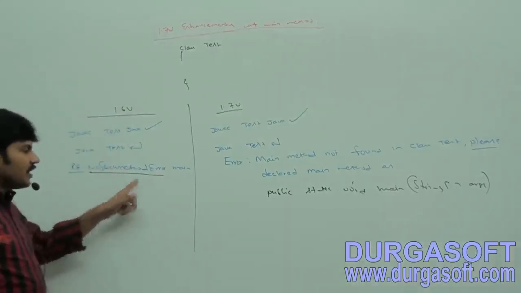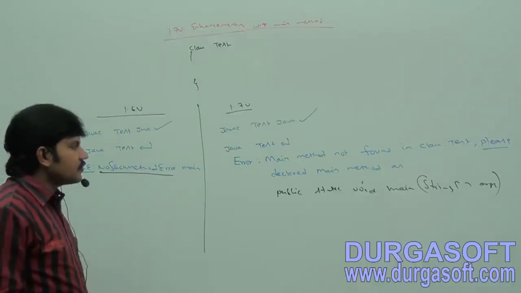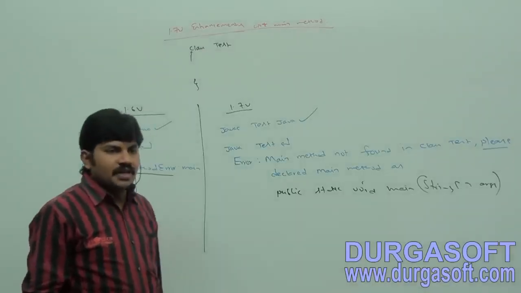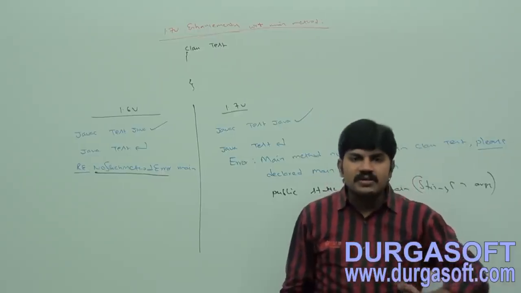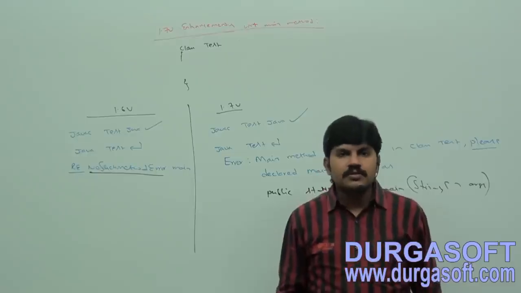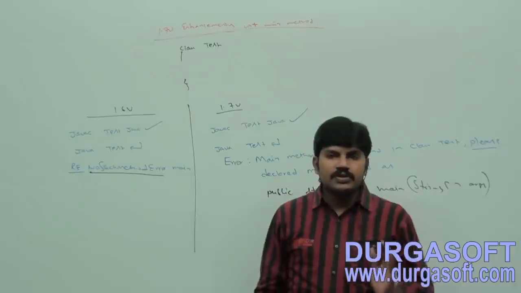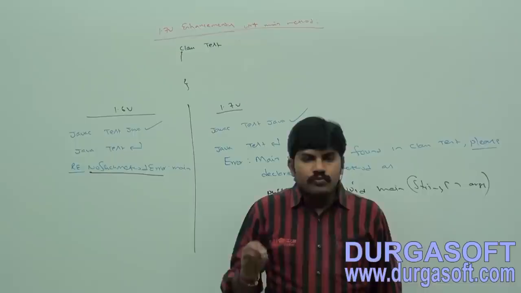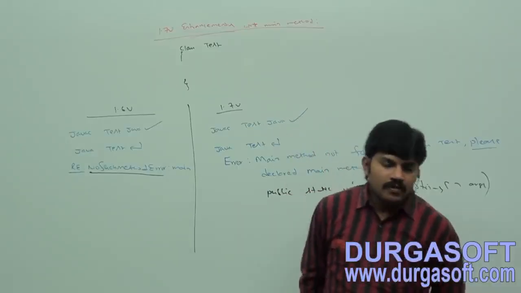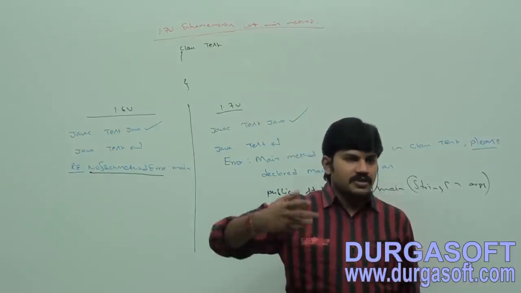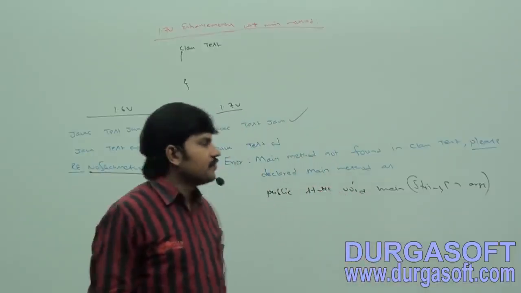Saying NoSuchMethodError: main. Next para: but from the 1.7 version onwards, instead of NoSuchMethodError, we will get more elaborated error information. Elaborated means more description.